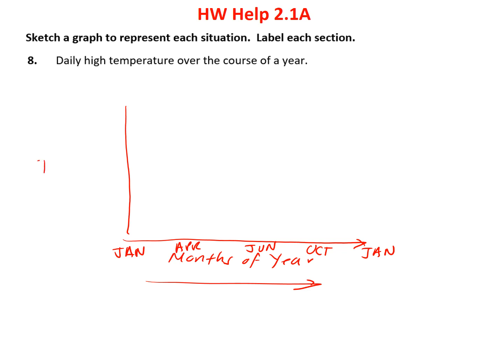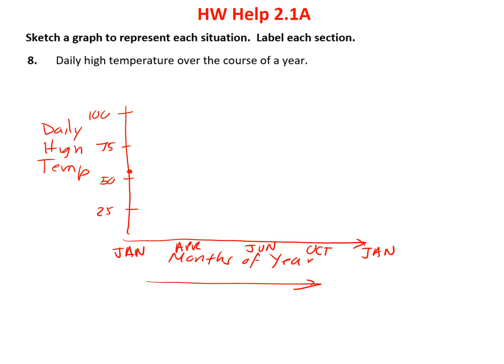Over here we're going to put the daily temperature. So this is our high temperature for the day. And how would we graph that? Let's suppose we were looking at Fresno, for example. What might be our high temperature in January? Well, let's say this is 50, this is 25, 75. We've got to put some markers to make some sense here. Let's say we think the temperature is going to be about this much in January.